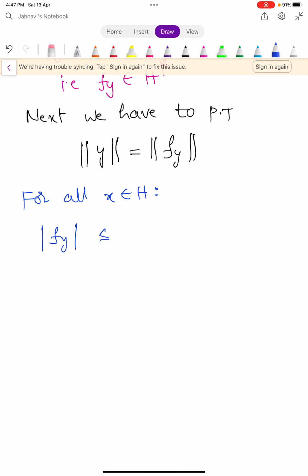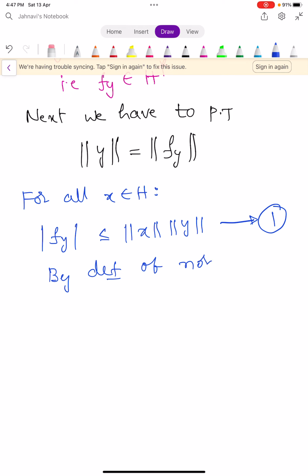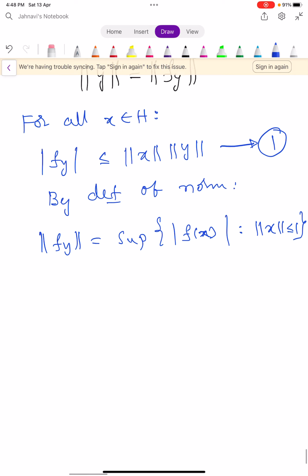|f_y(x)| is less than or equal to ||x|| ||y||. Already we proved that in the case of continuous functions. Let it be equation number 1. By definition of norm, what is the norm? ||f_y|| is equal to the supremum of |f(x)| such that ||x|| is less than or equal to 1.